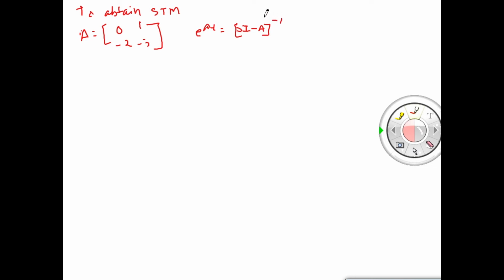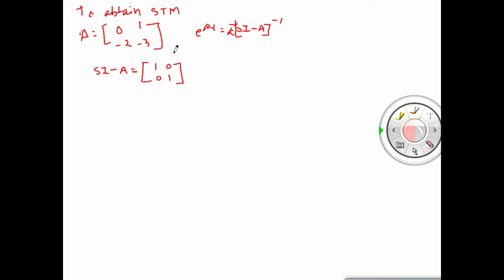So we will take the Laplace transform of this. So first we have to take sI minus A. This I is nothing but the identity matrix. Here the matrix A is 2 by 2, so we will take the identity matrix of 2 by 2 only. So the identity matrix will be [1 0; 0 1], and this is your A matrix.